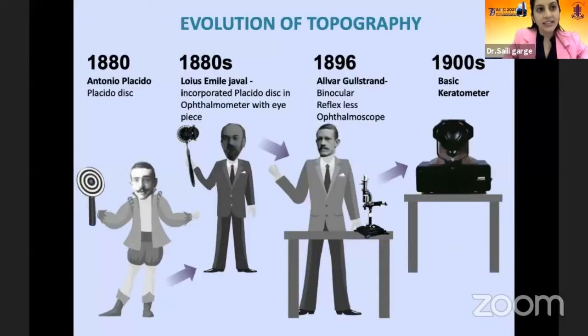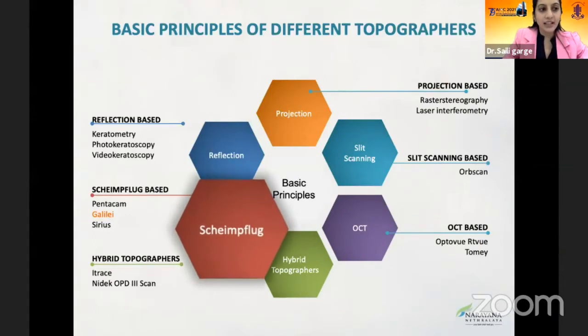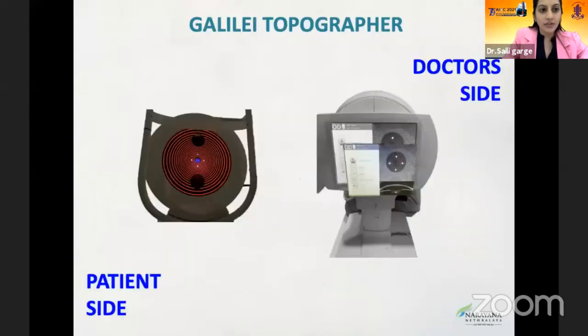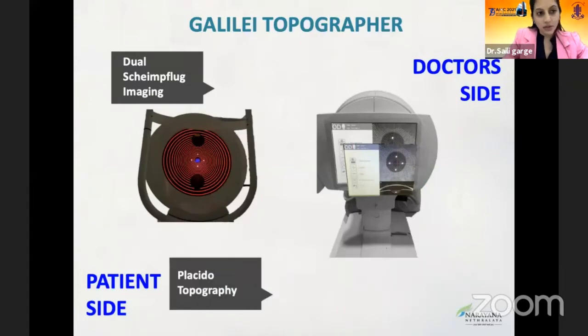To start with, we can see how the machines have evolved from a Placido disc to the simple keratometer. These are the basic principles of different corneal topographers. We are going to learn about the Scheimpflug-based Galilei topographer. Other Scheimpflug-based topographers are the Pentacam and the Sirius topographers. The Galilei topographer is based on three principles: the dual Scheimpflug imaging, the Placido topography, and the optical biometry.